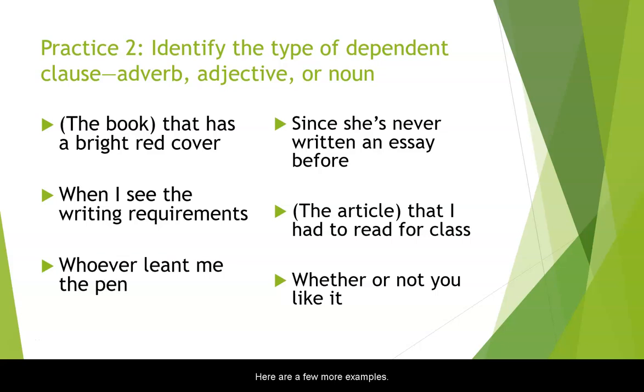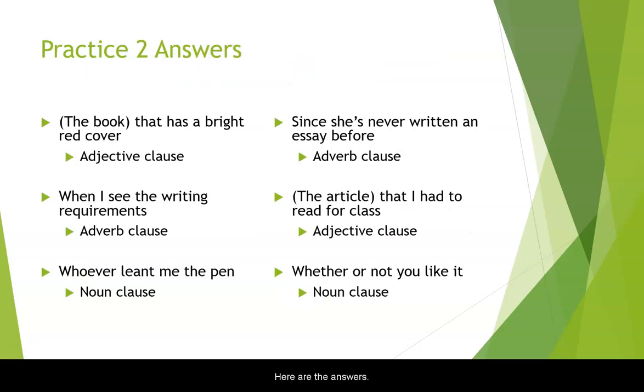Here are a few more examples. Pause the video and see if you can identify the type of dependent clause each one represents. And here are the answers. The use of that in the first and fifth are the clues that they are adjective clauses. When and since hint at the use of adverb clauses, and whoever and whether point to noun clauses.